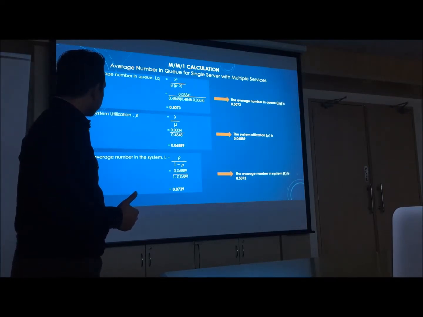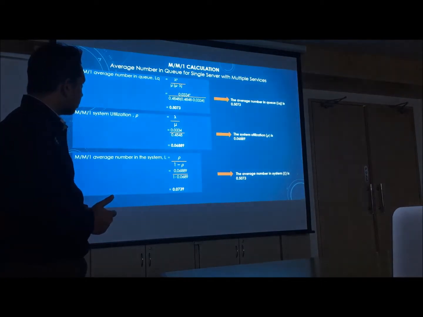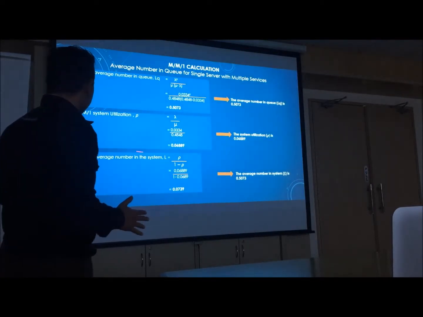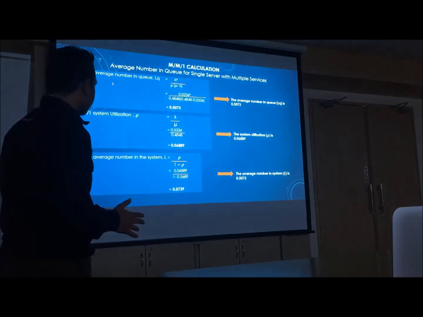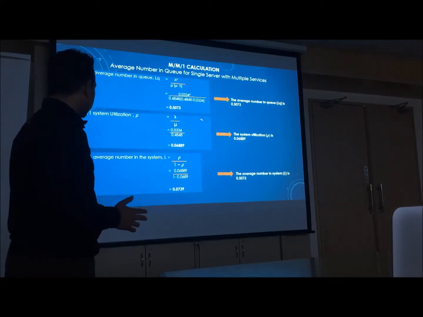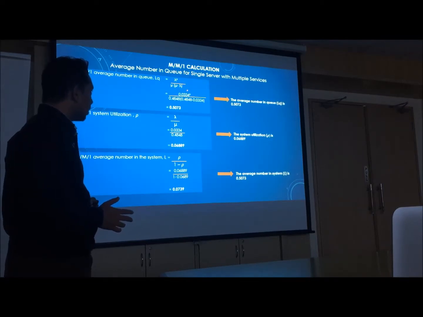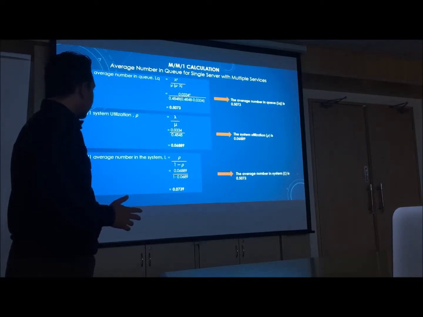So the average number in queue for single server with multiple services, you can see here the MM1 average number in queue. Here we get the answer. The average number in queue is 0.503, which is lambda to the power of 2 over mean multiplied by mean minus lambda. So here is the answer.